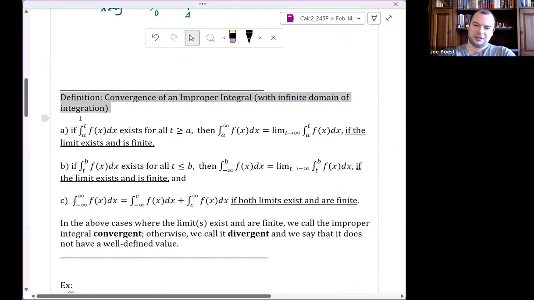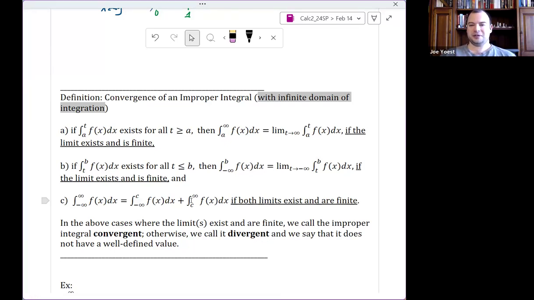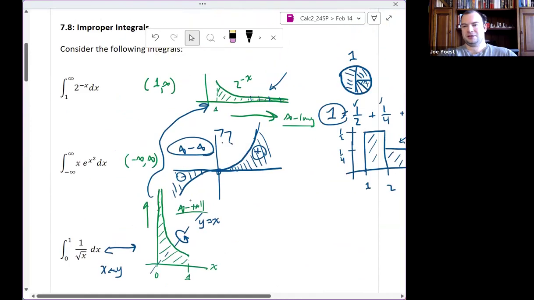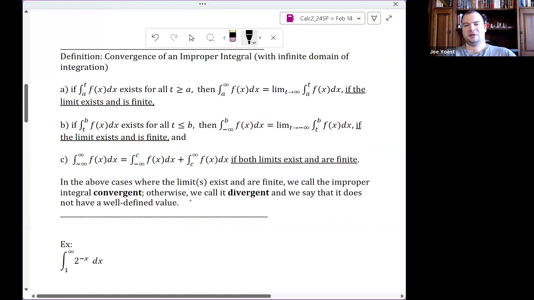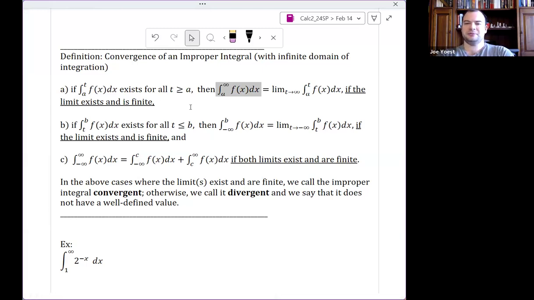we have our definition. Convergence of an improper integral, and in particular, one of the type with an infinite domain of integration. In other words, the quote, infinitely long or infinitely wide types of areas. So things like this, kind of in a sense. I mean, this also is kind of infinitely tall. So we have a definition. We're interested in knowing what integral a to infinity f of x dx means for some choice of a and f.